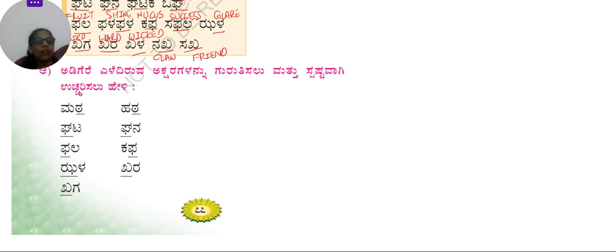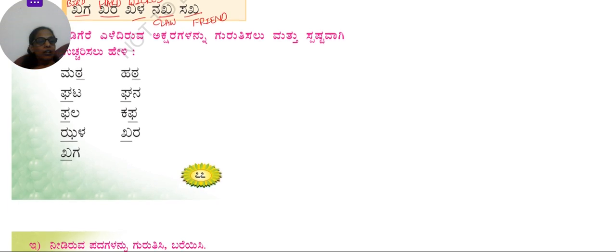And next, you have to identify the underlined alphabets and pronounce them clearly. So if you see in these words, there are some alphabets which are underlined. So you have to clearly read the underlined alphabet. So this is tha. Here also it is tha. Gha, gha, fa or pha. Again fa or pha. Then this is jha, kha, kha. So these are the alphabets which are underlined.